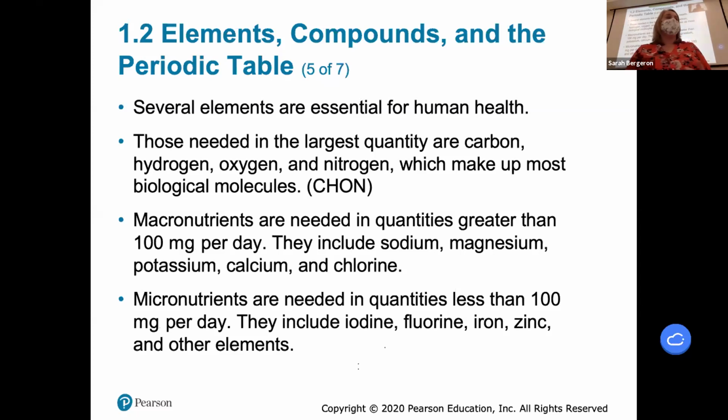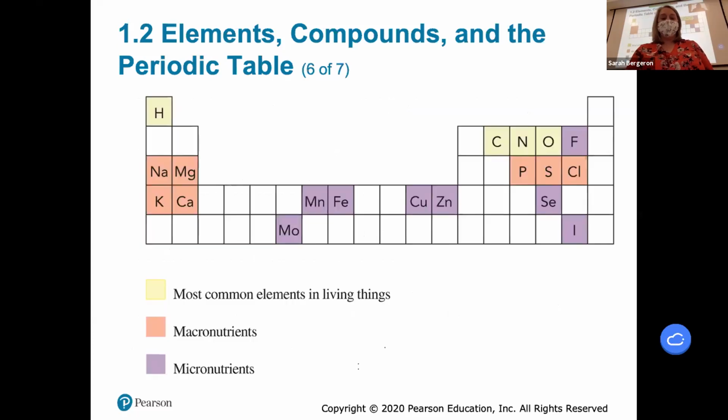Let's talk about iron. Where do you find iron? In your blood. The iron is in the hemoglobin, which is inside of your red blood cells, and that's what picks up the oxygen so that you can oxygenate your entire body. So if you don't have any iron, you're not going to be doing very well, right? That's anemia. So here are our important ones highlighted on the periodic table.